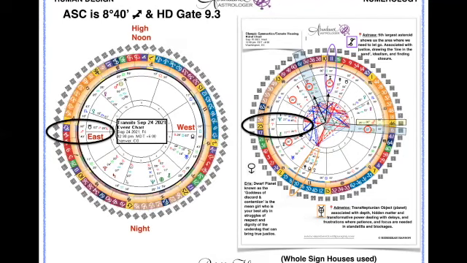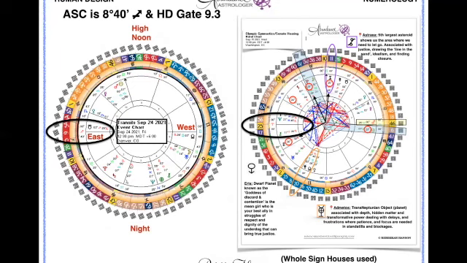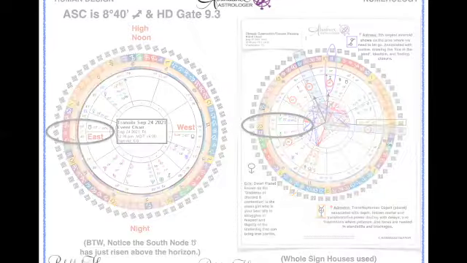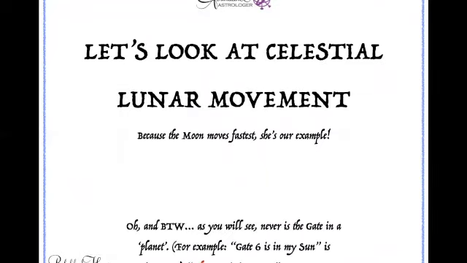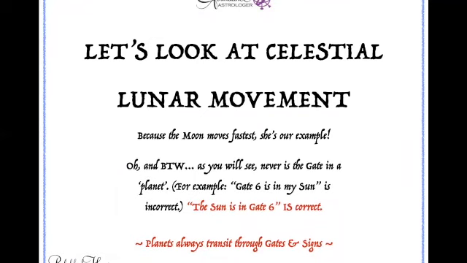And of course, the ascendant here being at 8 degrees aligns up with the human design gate 9, as you can see in that circle. And you can also find that what is coming up at the horizon at the moment of this chart is the south node. It has risen just above the horizon at the ascendant. So we're going to look at the moon's movements. And this would be a good place to bring this in, I think.